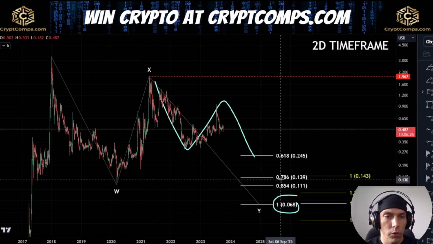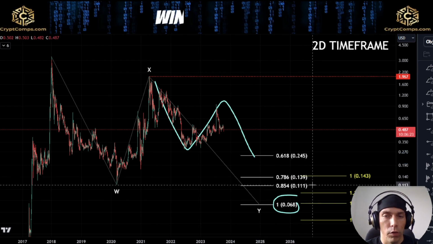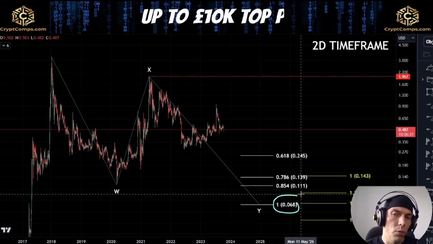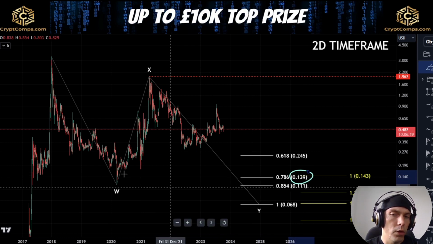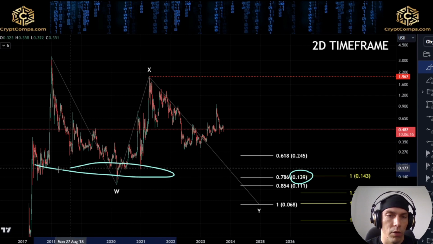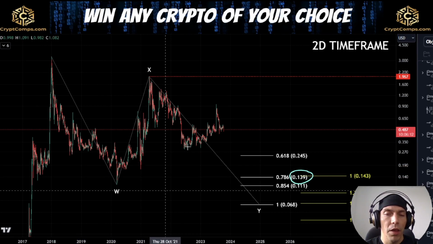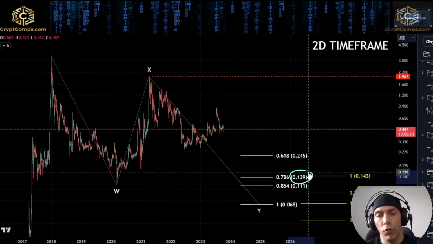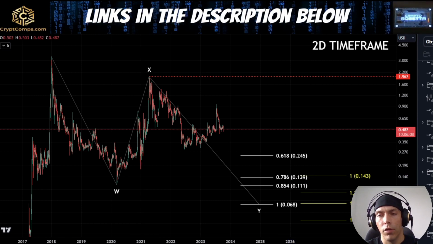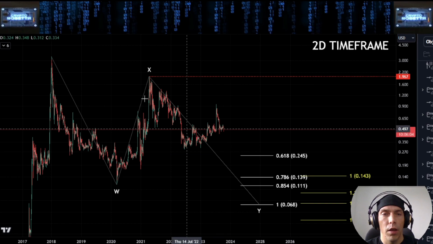Other areas of interest would be the 0.786 here at this 13 cent 9. If we do move down towards that level, this could align then with actually coming back into some of these lows over here. So I'm going to be keeping an eye on those levels. If we do look to push down one more time here, that could be an interesting zone that we could see an interaction.